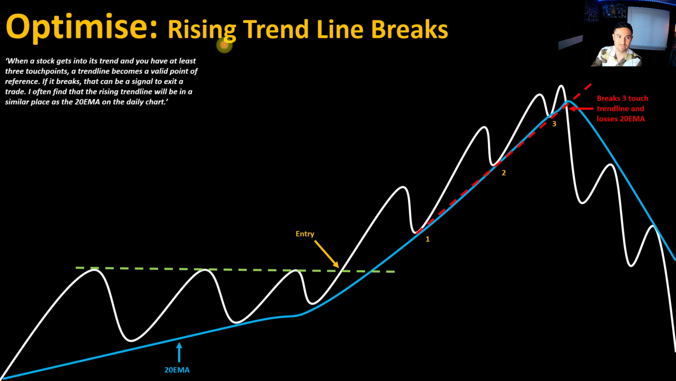You could also have rising trend line breaks, and the rising trend line will invariably match up with the 20 EMA or 21 EMA. Usually they're pretty close, but it needs three touch points, okay? Touch point one, touch point two, touch point three. So it breaks the trend line here, loses it, and in this instance loses the 20 EMA as well. You can read this quote in your own time, and that there would be the exit.